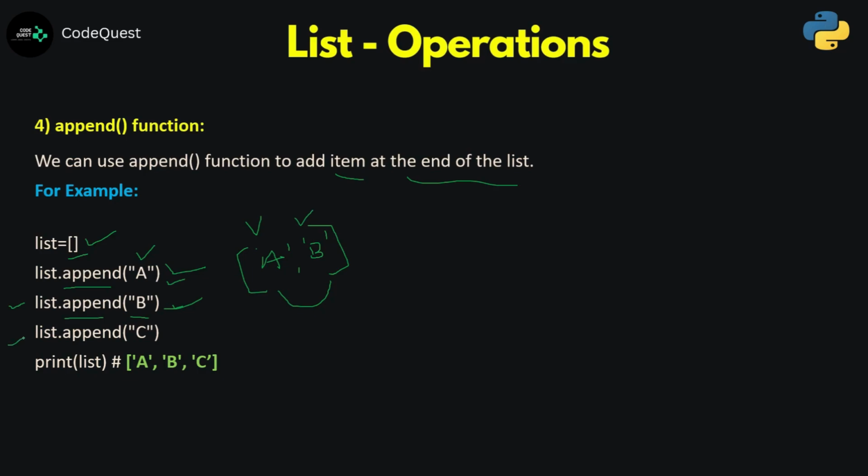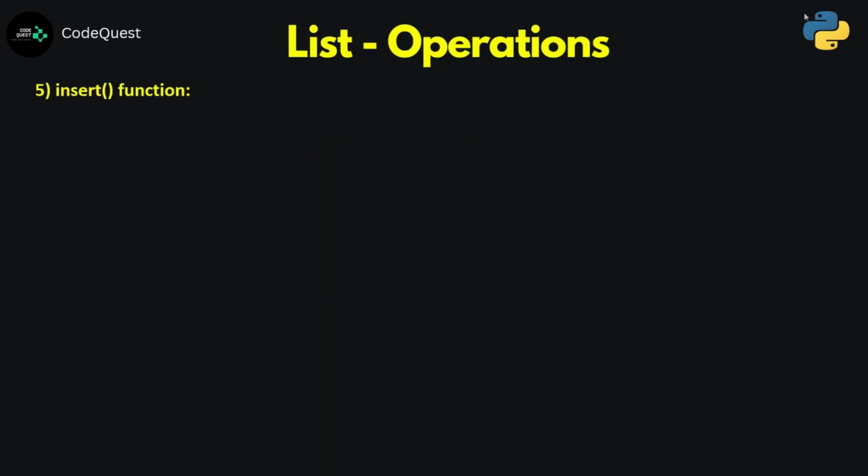Now going ahead with list.append of C. Once again we are applying append, and what are we attaching now? We are attaching C. So C is now going to be the last element here. As a result, we have three elements available in the list. So when I'm printing the list, I'll be getting A followed by B and C. So the append function always adds the item at the end of the existing list.